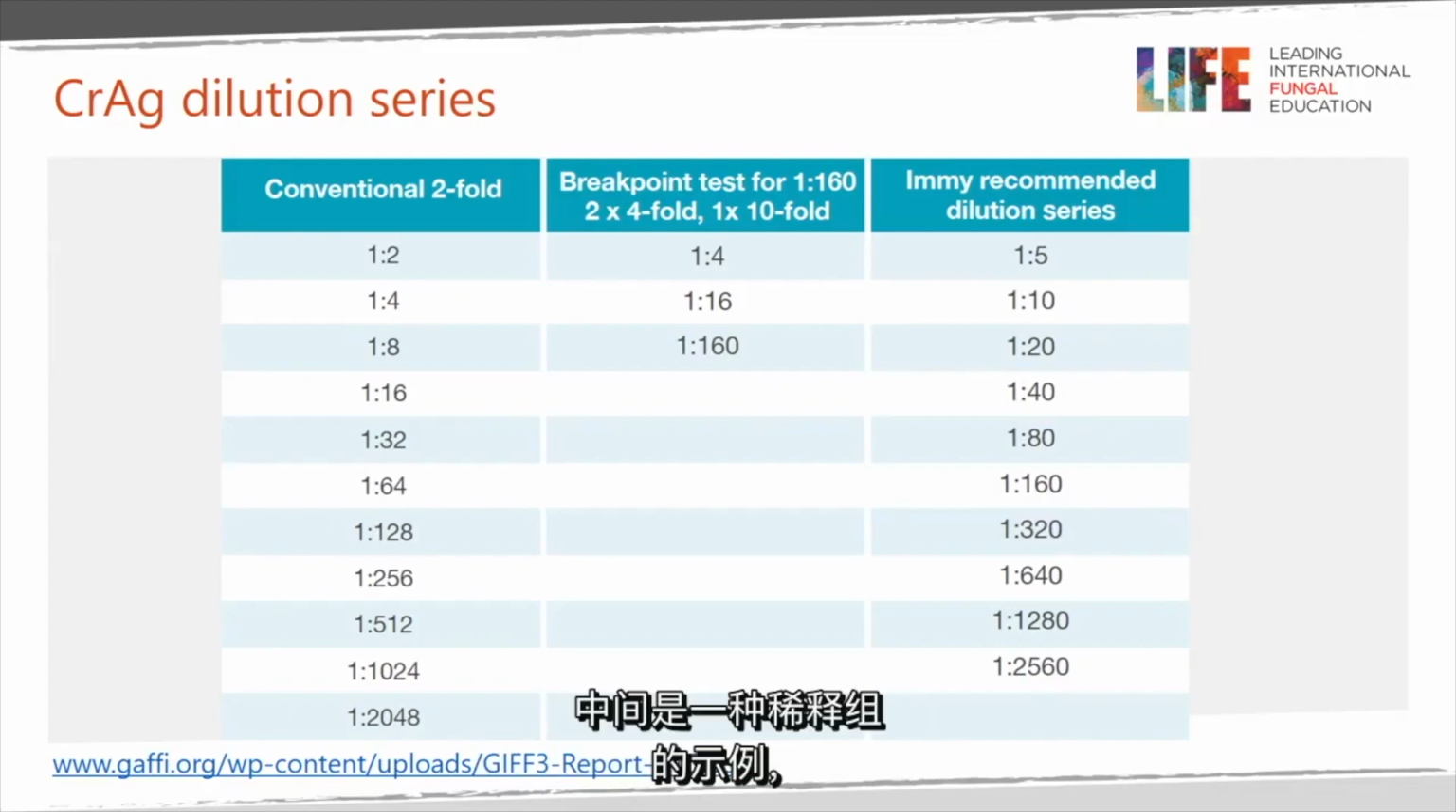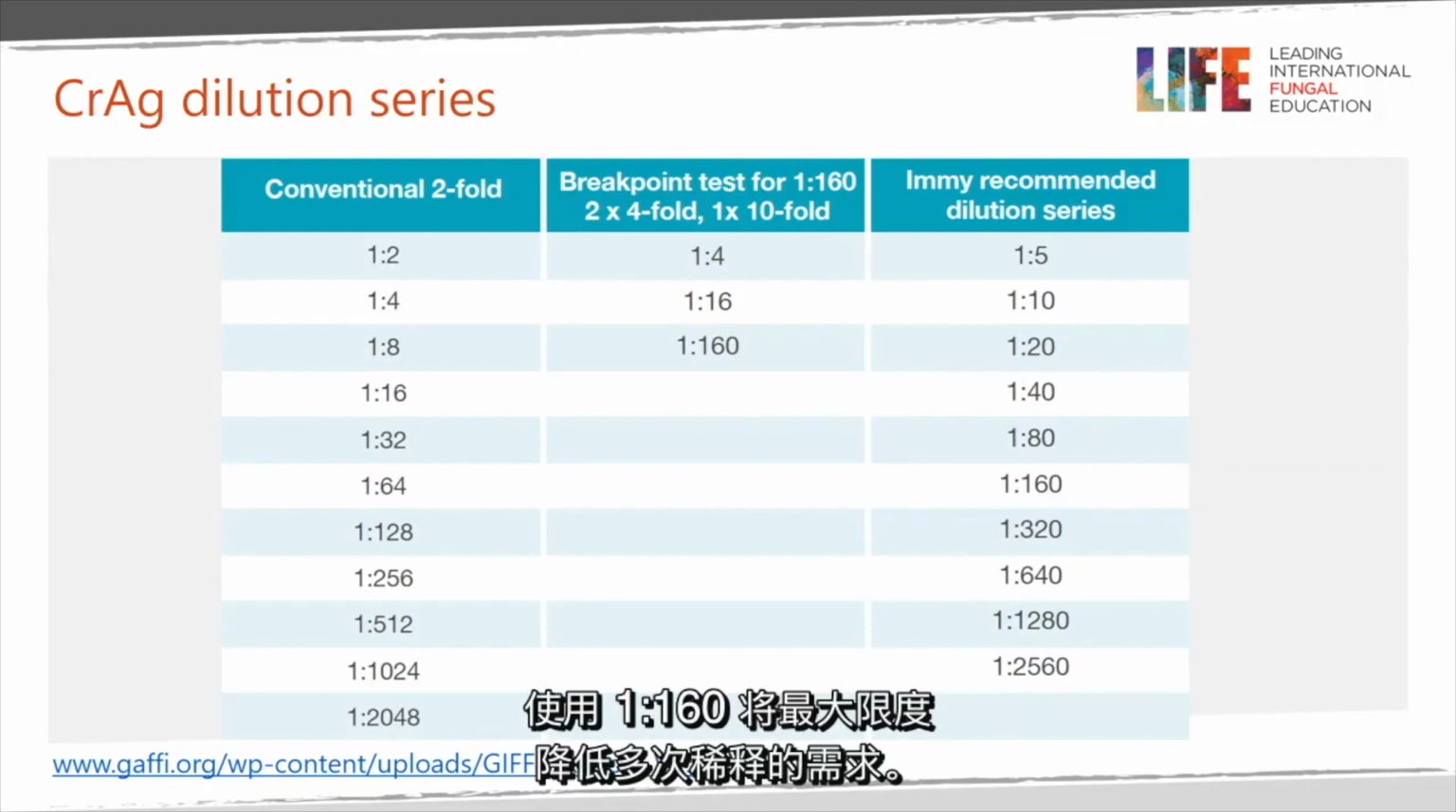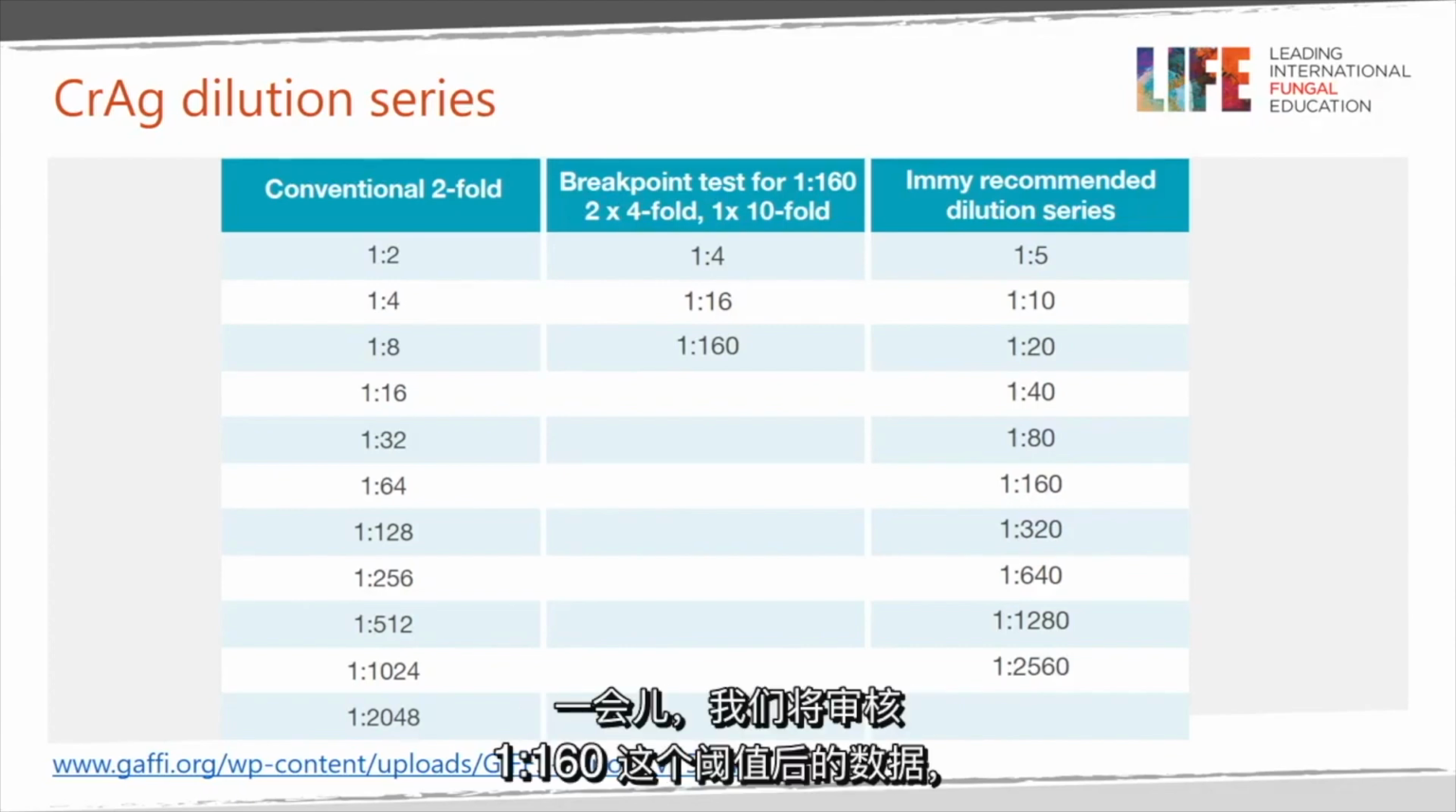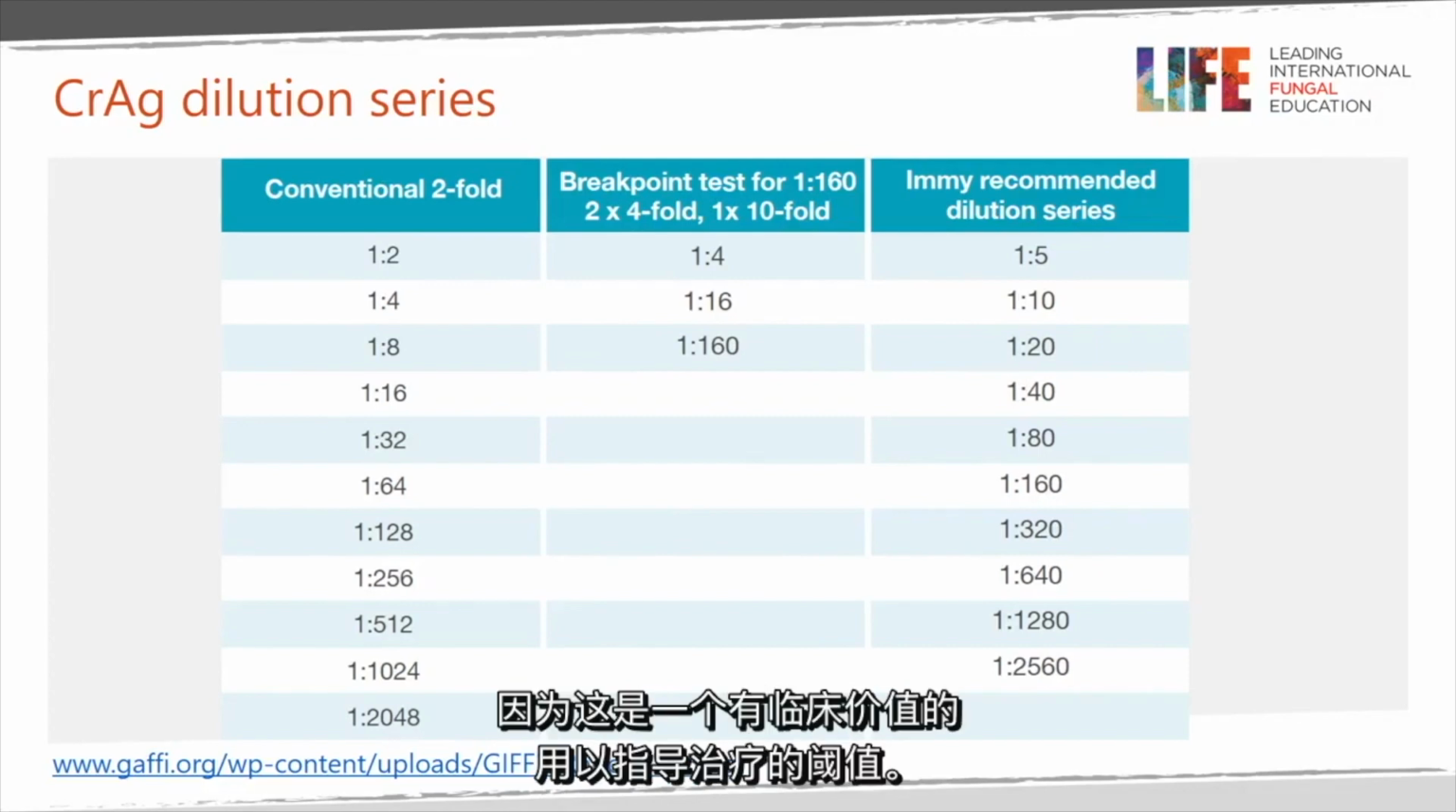In the center is an example of a dilution series where using a threshold of 1 to 160 would minimize the need for multiple dilutions. We will shortly review the data behind this threshold of 1 to 160, as this is a clinically valuable threshold to guide management.